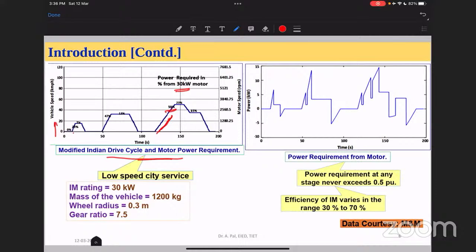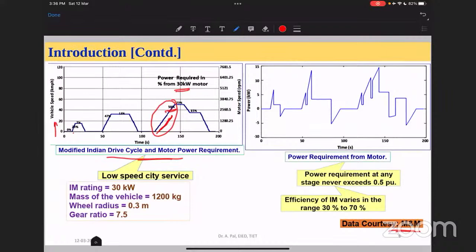So this data depicts that the machine is always operated at a maximum of 50% of its power rating, not energy, sorry, its power rating. That means if it is a 30 kilowatt induction motor, then only 15 kilowatt is used and the other 15 kilowatt is not used. So that is the thing.